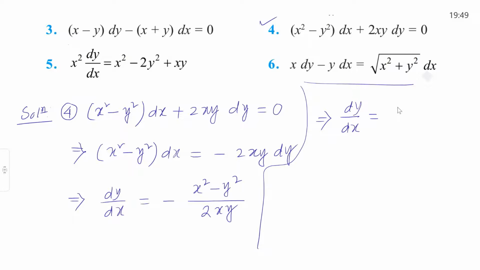equal to minus is absorbed, that is y square minus x square divided by twice of... Mark this and check whether it is correct: dy dx is equal to x square minus y square by 2xy. Okay, so this is your differential equation. Now it is a homogeneous differential equation, already got it.